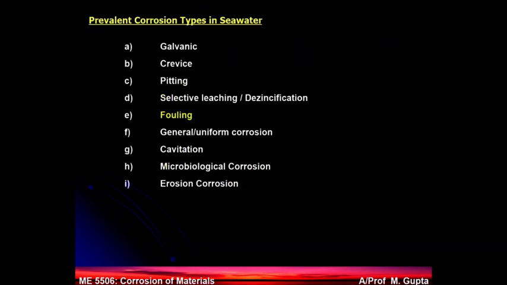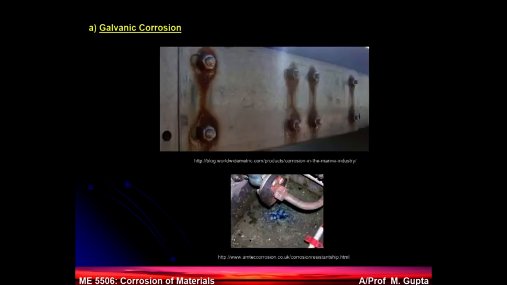All these types of corrosion are commonly seen: galvanic corrosion, crevice corrosion, pitting corrosion, selective leaching, fouling, general corrosion, cavitation, microbiological corrosion, and erosion corrosion. Fouling, if you ask me, comes under macrobiological corrosion, because again they are living organisms. I will show you some pictures here which I got from Google, and they show the fundamentals are the same, except now you have a neutral alkaline solution.